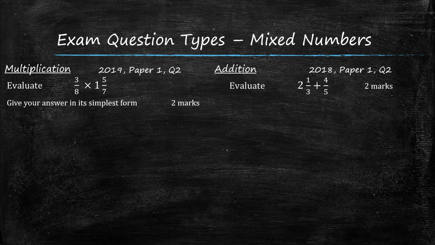Our first example is from 2019 paper 1 question 2. We're asked to evaluate 3/8 times 1 and 5/7. Give your answer in its simplest form, and this is for 2 marks. So this is a fraction multiplication question.